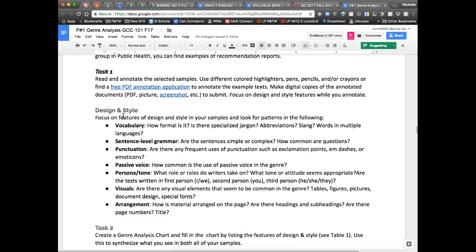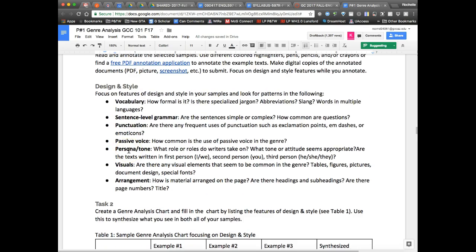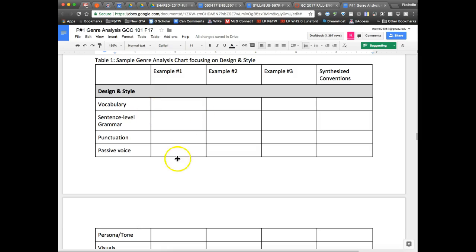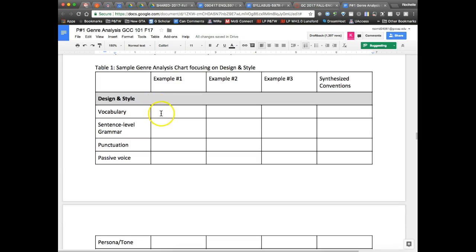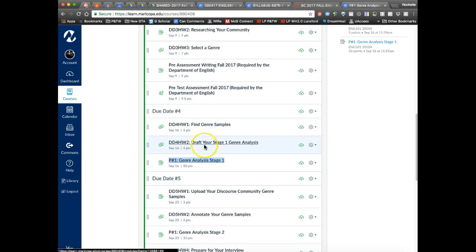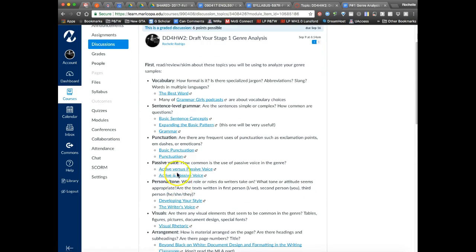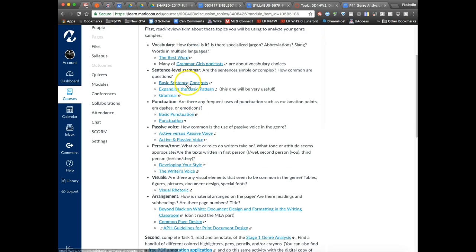So you're going to be focusing on finding and analyzing the design and style conventions of your genre examples, and what's going to help you is making a table, just filling it in, going like, okay, so what do I see in vocabulary across the 3 examples? What do I see in sentence level grammar? Now you might be going, Shelley, I don't know how to look at those things. If we come to the draft assignment here, it's a discussion board assignment. In that assignment, I gave you links out to resources that will help you to identify and discuss vocabulary, sentence level grammar, punctuation, passive voice, persona, etc.